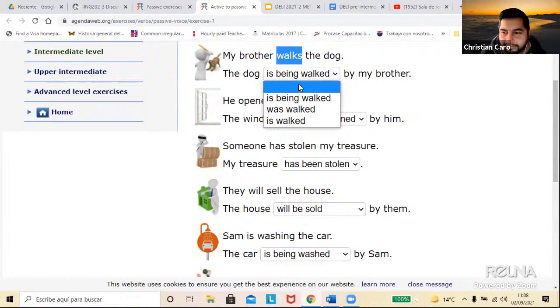No, dice la. Me acordé del meme que sale un monito, como un teddy. Dice, ay, no.